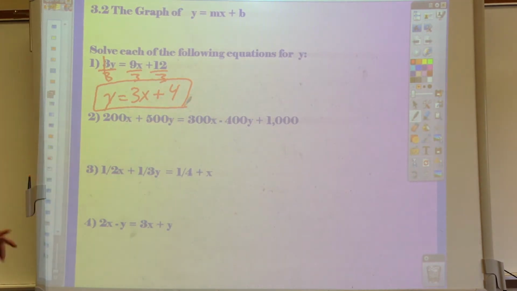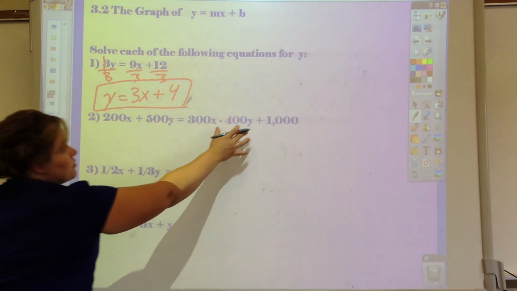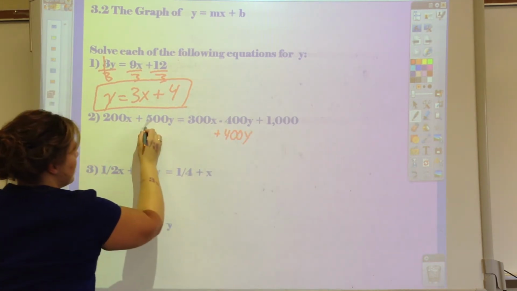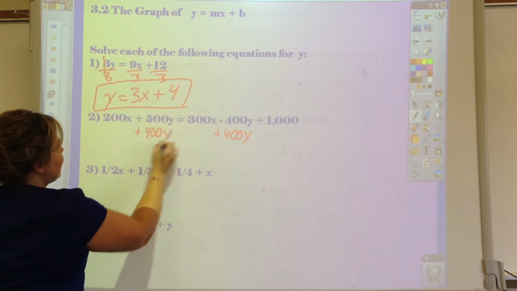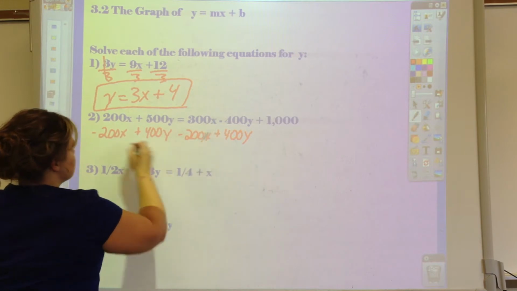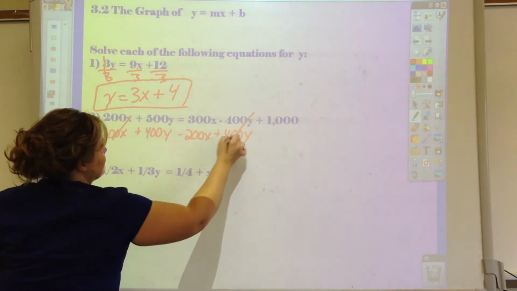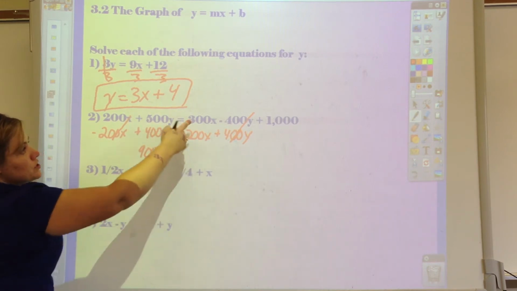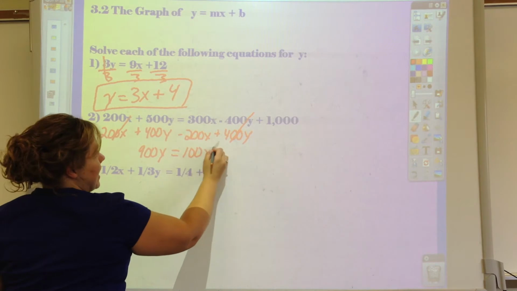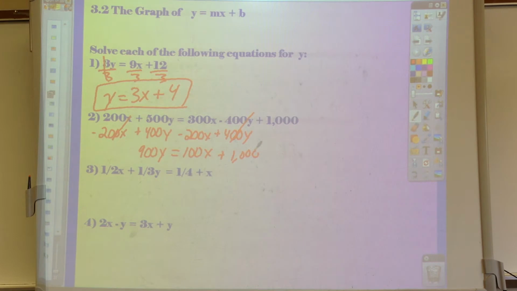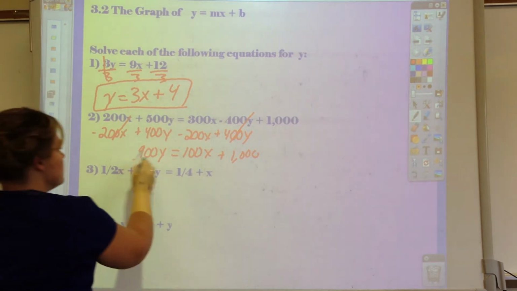In this crazy equation, I'm going to have several steps. Hopefully you're okay with me adding 400y on both sides to combine my y variable, and subtracting 200x on both sides to combine my x variables in the same step. When I add over here, I get 900y, and when I subtract over here, I'm going to get 100x. Now my final step is again to solve by dividing both sides by 900.